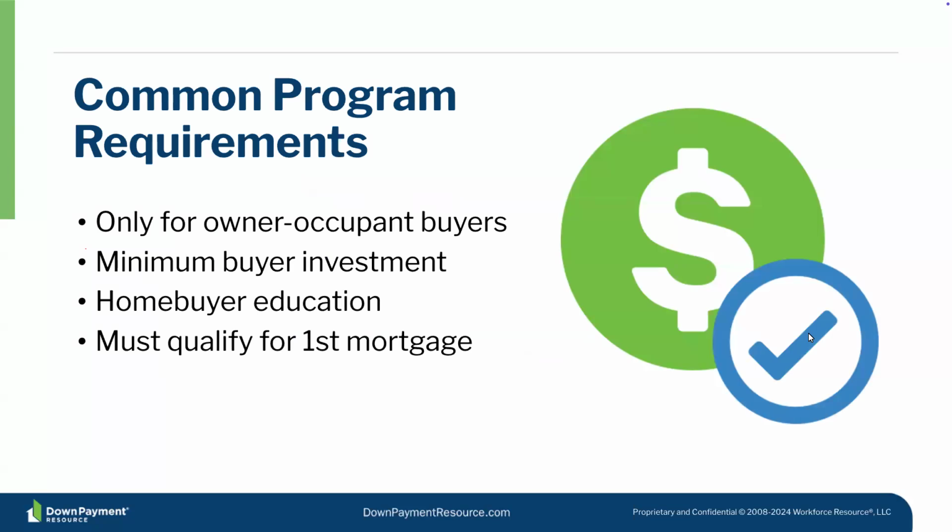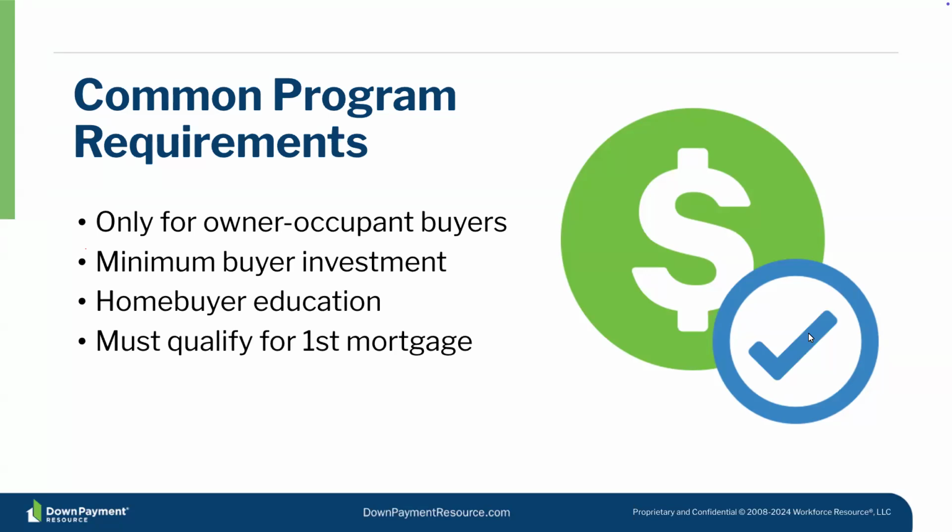Now, all of these programs share some basic universal requirements. For example, they are only for owner occupant buyers. These are not for vacation homes or investment properties, although in some markets, the assistance may be available to buyers of, say, 2 to 4 unit properties, as long as they will occupy one of those units.